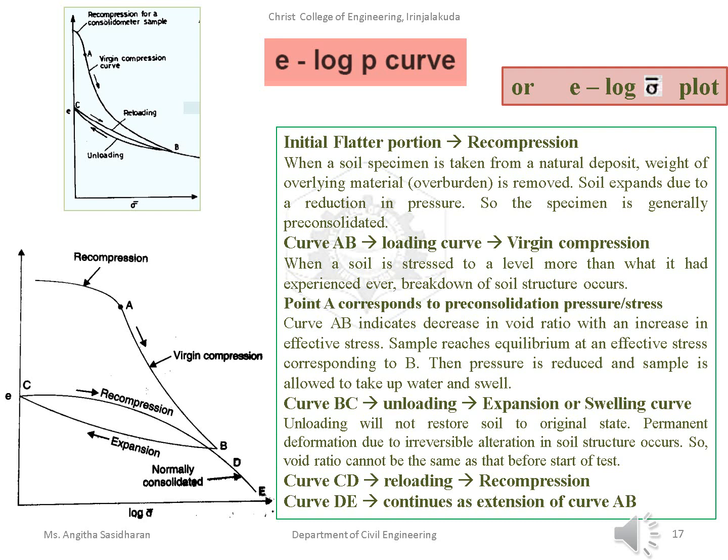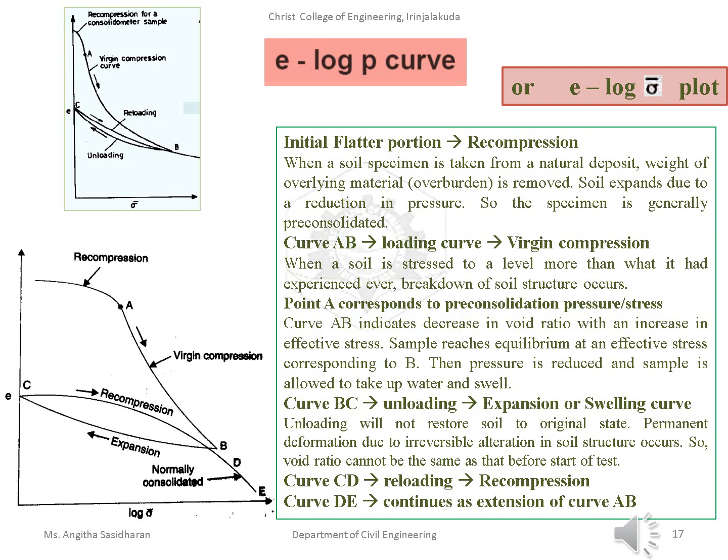But when you took it, and then again, if you are performing a consolidation test, if you are going with some load increments imposed on that soil specimen, then this is the new loading. So the increase in effective stress over this part is new to the specimen. This is for the first time the specimen is experiencing that compression. So that is why it is called virgin compression. When a soil is stressed to a level more than what it had experienced ever, then the breakdown of soil structure occurs. So this is the real consolidation now which is happening to the specimen.